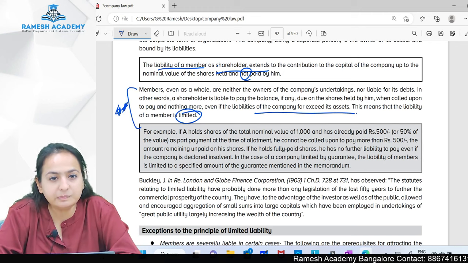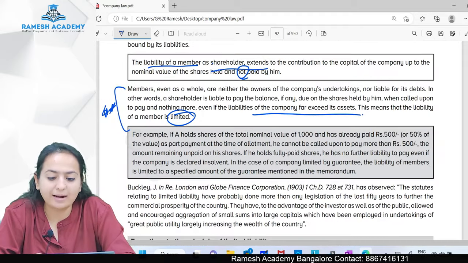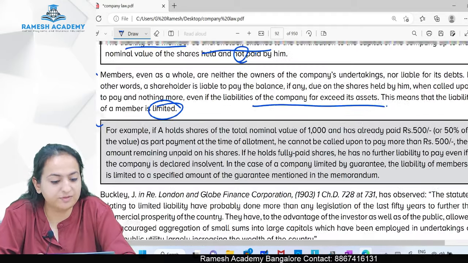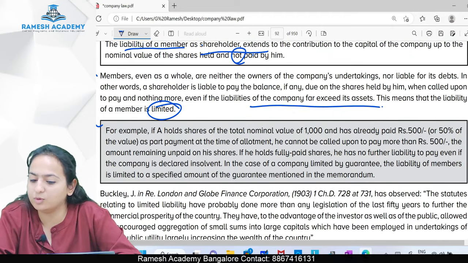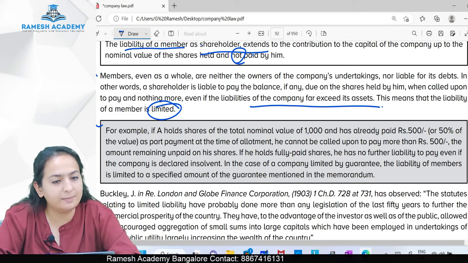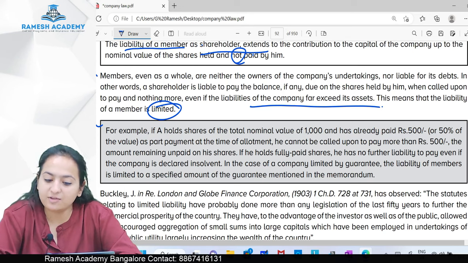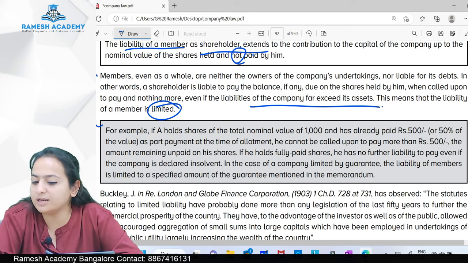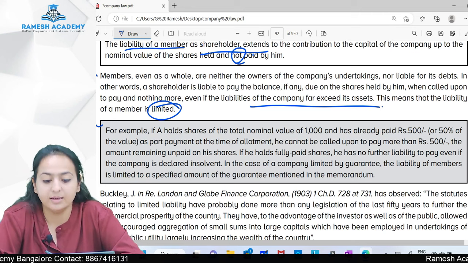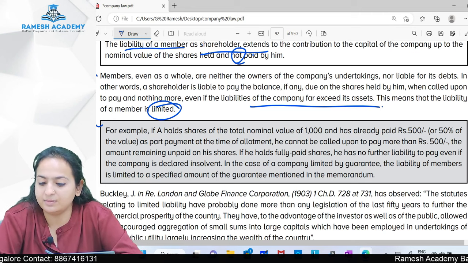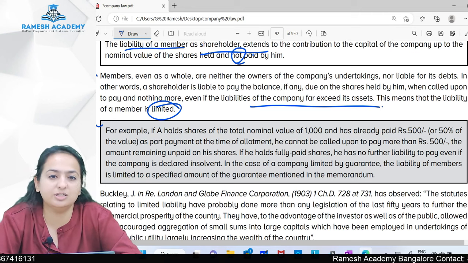For example, if A holds a share of total value 1000 and has paid 500, that is, 50% part payment is made at the time of allotment, he cannot be called to pay more than 500, the amount remaining unpaid on the shares. For the remaining 500 he will only pay, right? If he holds a fully paid up share, he has no further liability to pay even if the company is declared insolvent. In the case of a company limited by guarantee, the liability of members is limited to the specific amount of guarantee which is mentioned in the MOA.